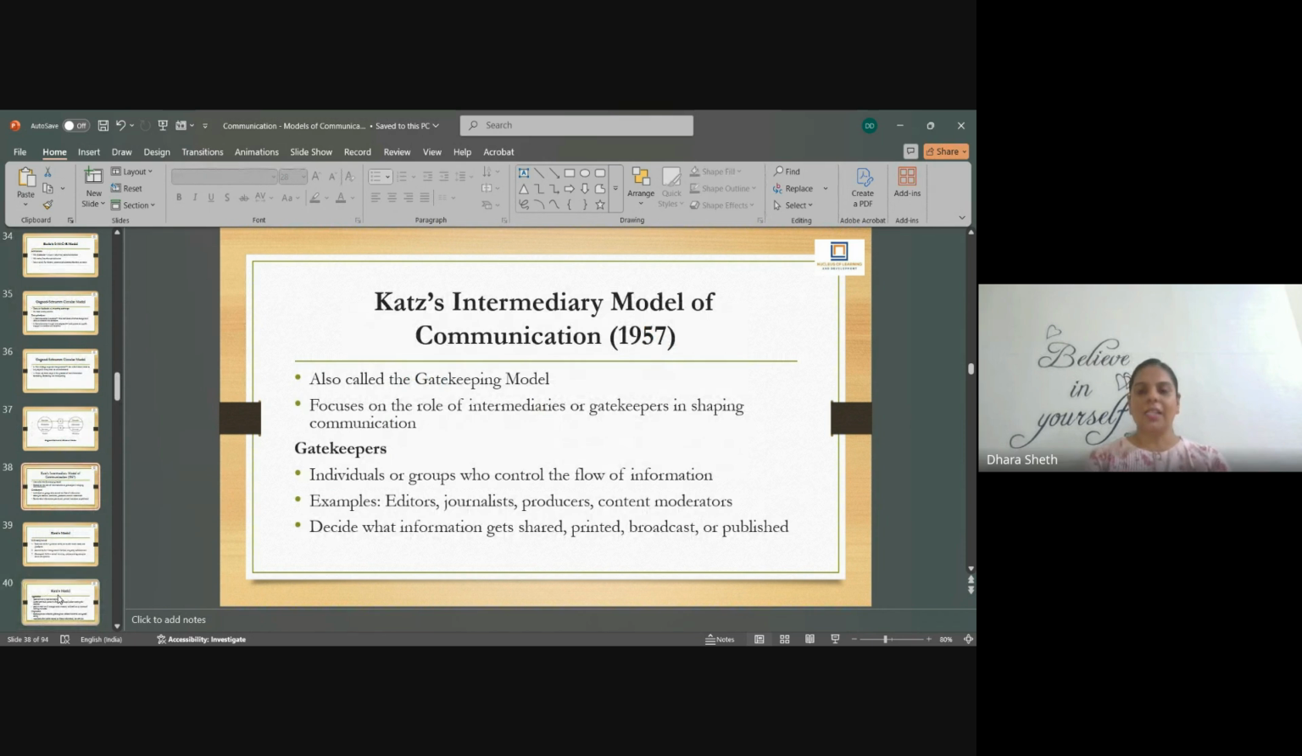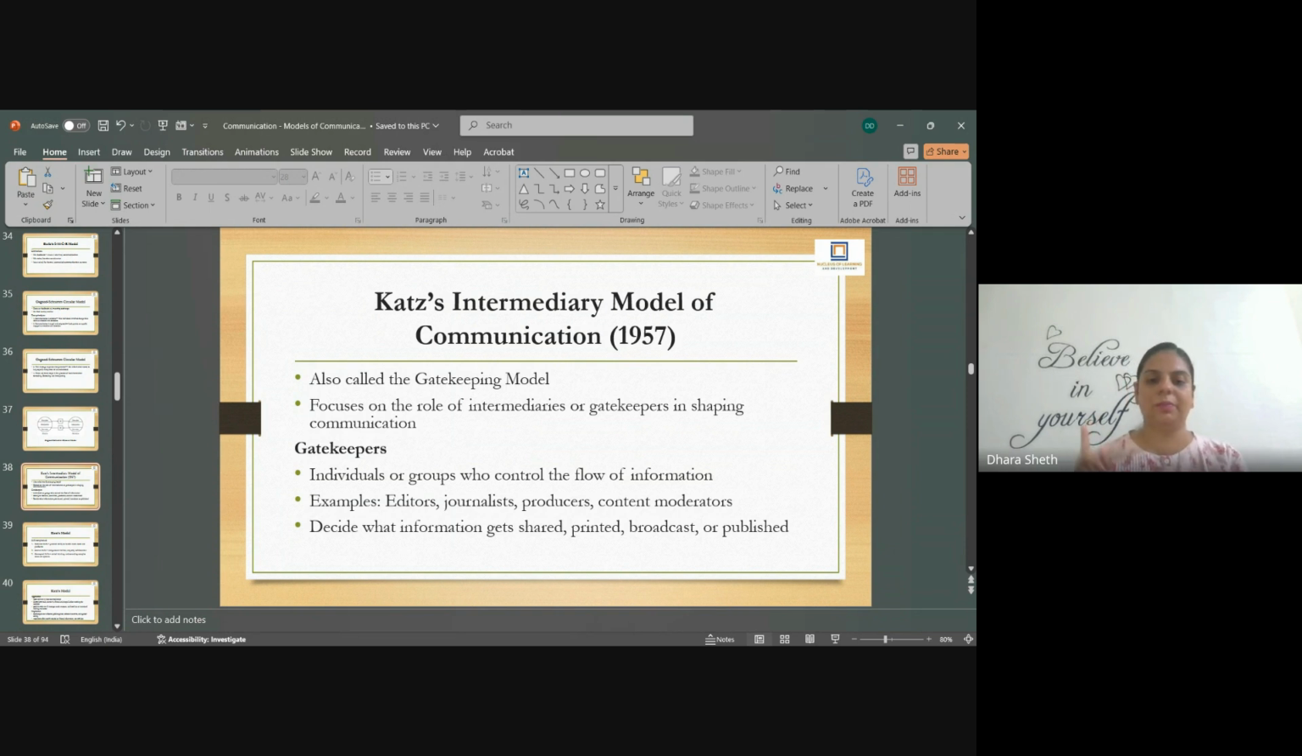Next is Katz's intermediary model of communication, 1957. Now this is called the gatekeeping model. Katz's intermediary model of communication, also called the gatekeeping model, focuses on the role of intermediaries or gatekeepers in shaping communication. So what are gatekeepers?